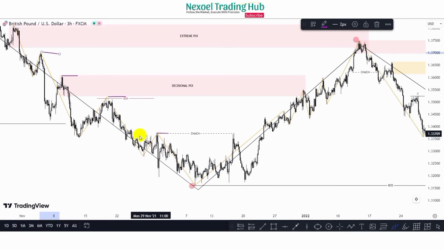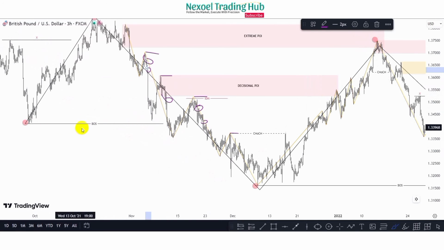We have fair value gaps, unfilled fair value gaps within this particular price movement. We have unfilled fair value gaps. So you can see price took out external range liquidity. Price is returning to fill up and raid internal range liquidity.